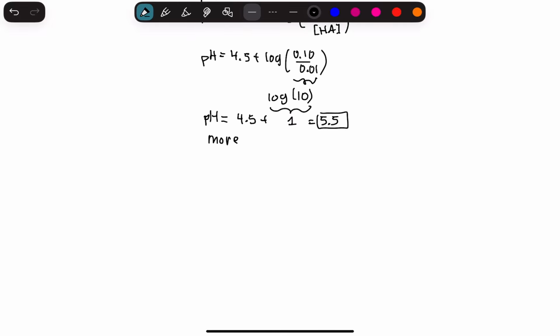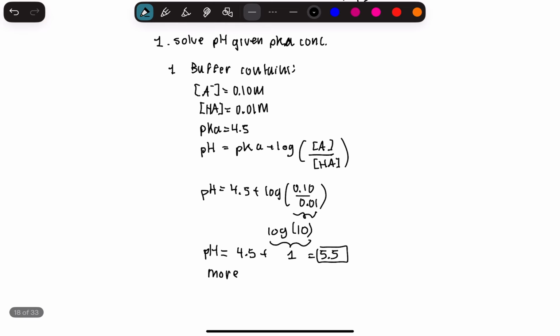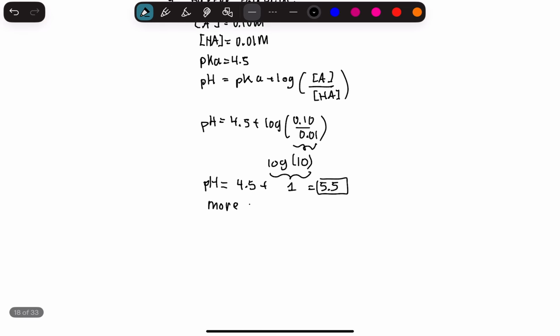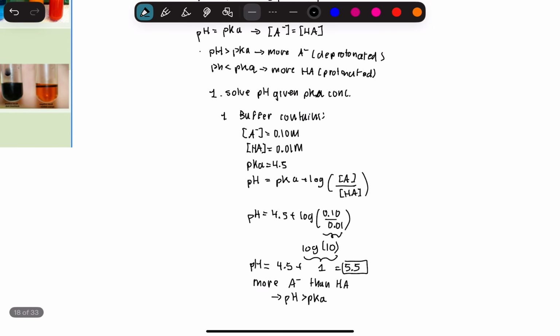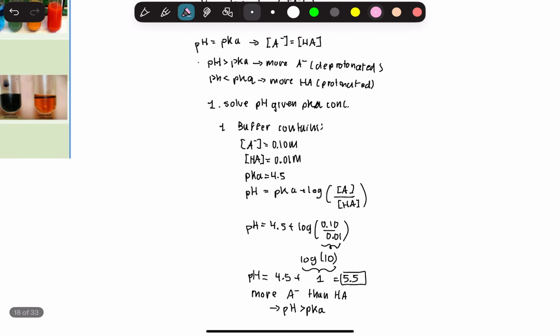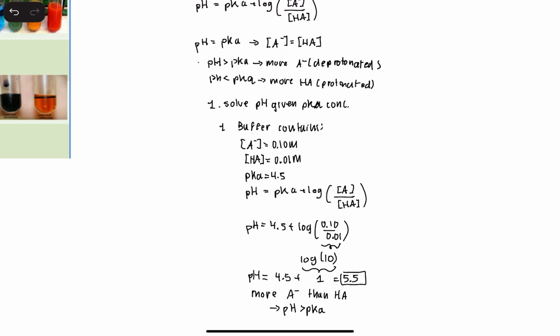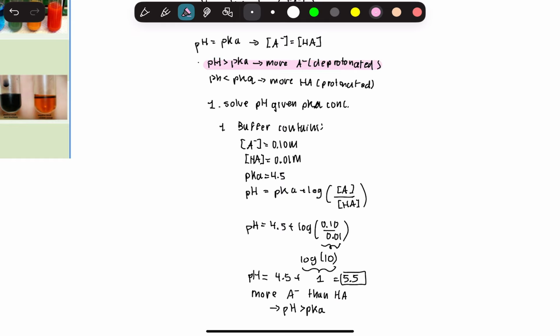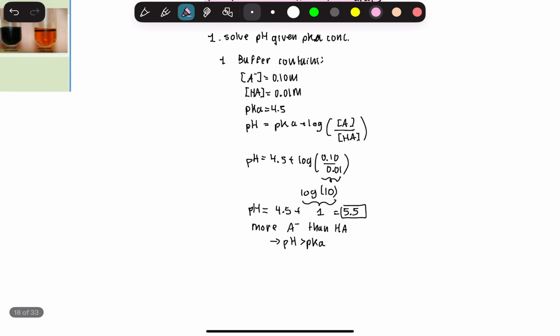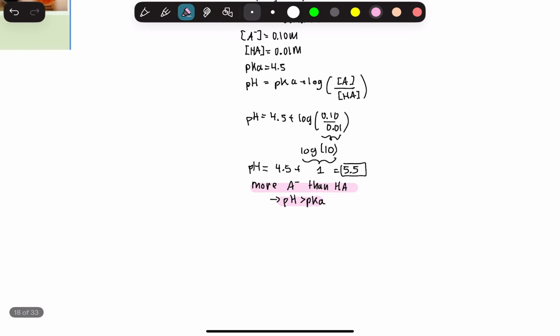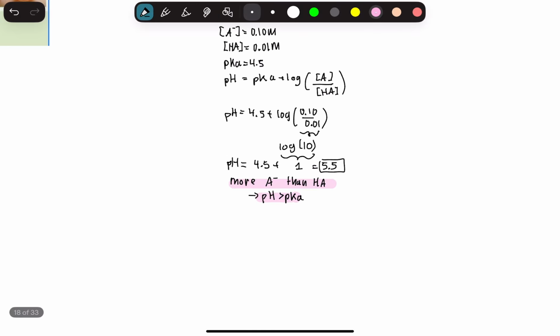And then you can check this. We had more A minus than HA, so that means you have a pH that's greater than the pKa, just like we saw up here: more A minus, deprotonated. When your pH is greater than the pKa, that is the case. So that makes sense, right?